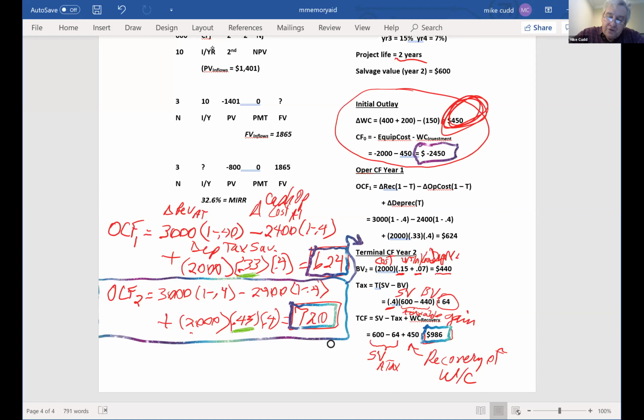Haley, I think what confused you is I totally left out this solution for the operating cash flow for year 2. Yes, sir. That makes a lot more sense now. So you're good on this? Yes, sir. Thank you. Cool. What else? Who else?